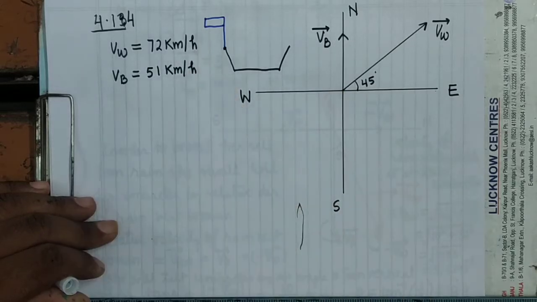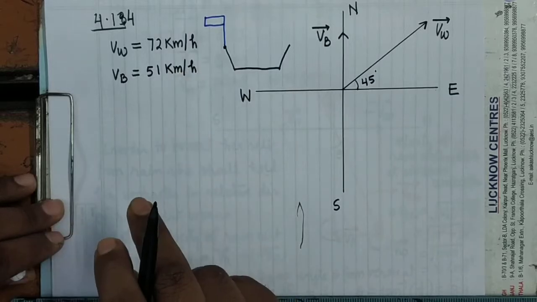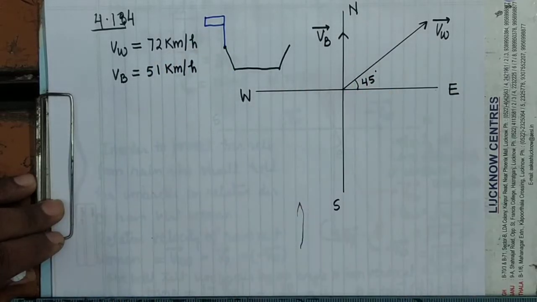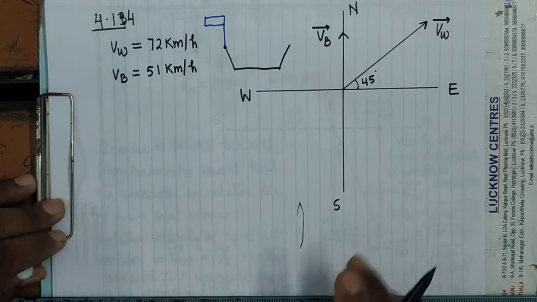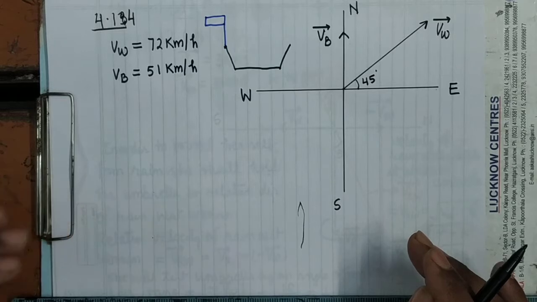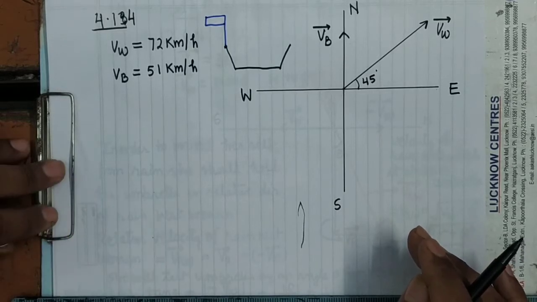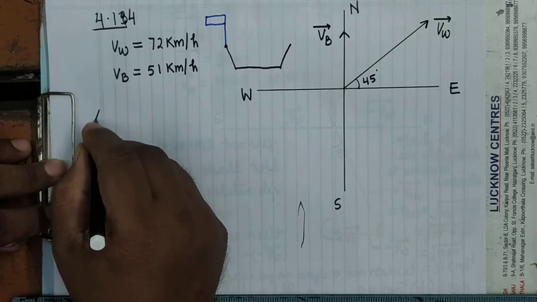And this is the flag. It is clear. So see here, as long as boat is not moving, flag is fluttering in the northeast direction, means wind is blowing in the northeast direction. So this is the first point you will write, because the direction of wind is not given, that you have found from the question.